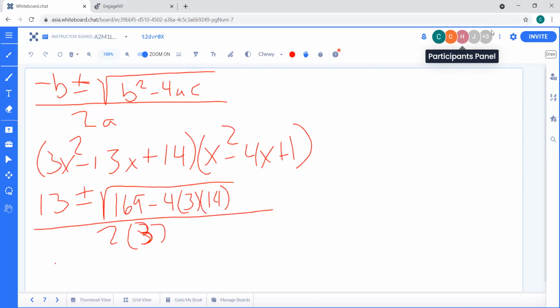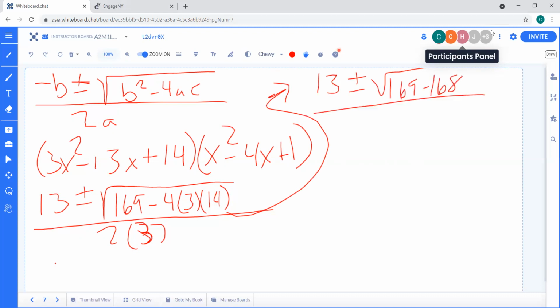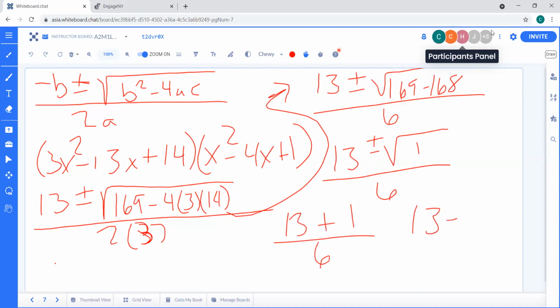All right, so let's just move it all over here. That's going to be 13 plus or minus the square root of 169 minus 168 over 6. Well, 13 plus or minus square root of 1 over 6. So that's 13 plus 1 over 6 and 13 minus 1 over 6, which would be 14 over 6 and 12 over 6, which is 2. 14 over 6 would be 7 over 3.